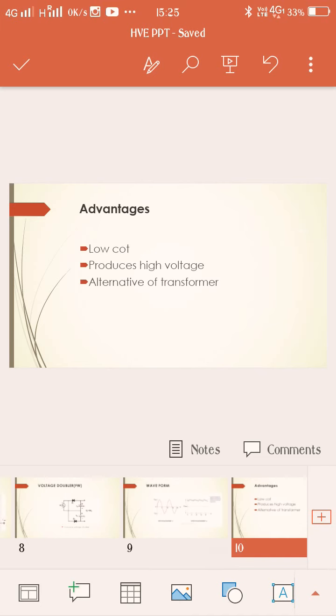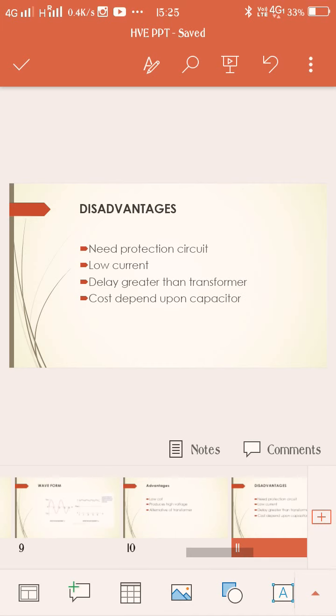Advantages: the advantages of the voltage multipliers are low cost, produce high voltage, alternative of transformers. And the disadvantages are need protection circuit, low current, delay greater than transformer, cost depend upon capacitor.